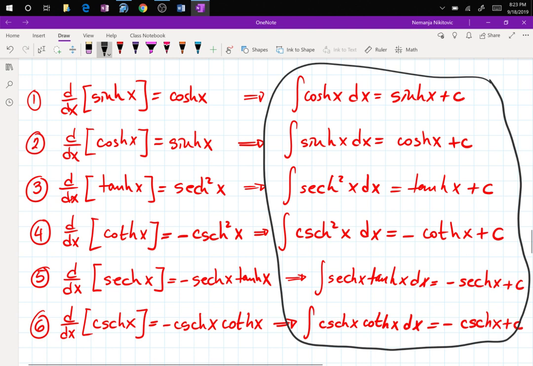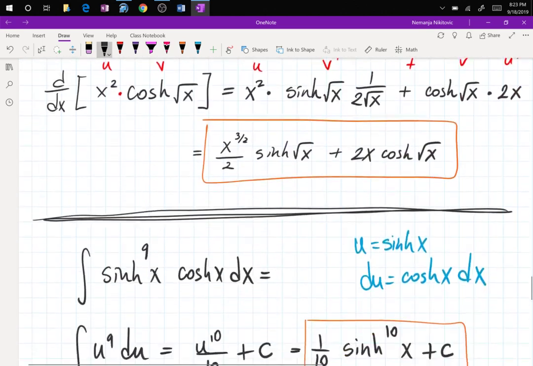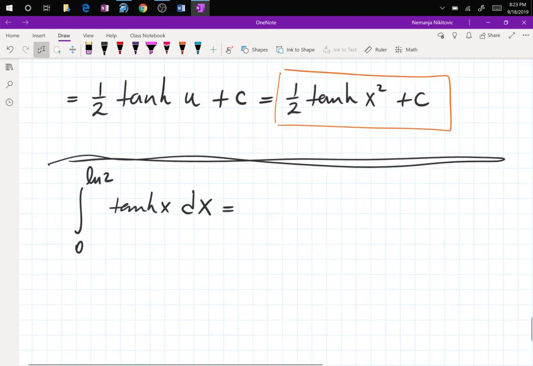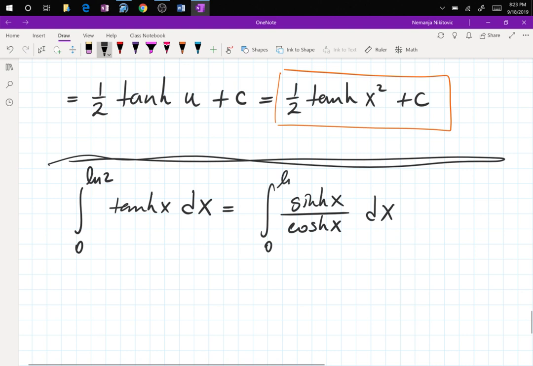Sine hyperbolic over cosine hyperbolic, and then what? Use substitution, I heard it. What's u? Good. u is cosine hyperbolic. What's du? Excellent. Sine hyperbolic x dx.